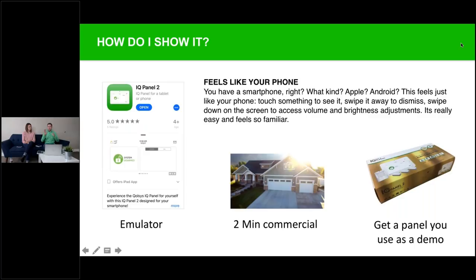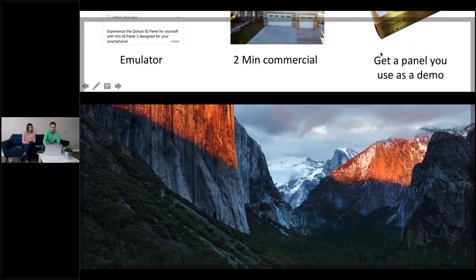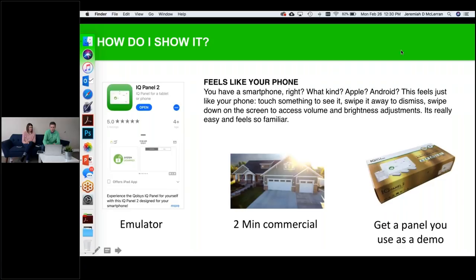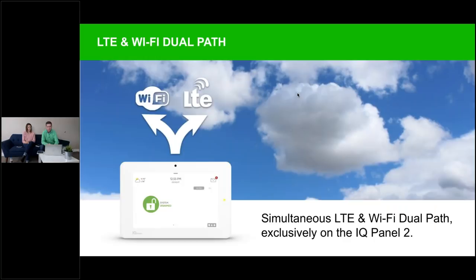That's number one. Number two is LTE and Wi-Fi dual path. Okay, so let's talk about LTE and Wi-Fi dual path. LTE and Wi-Fi dual path is the concept of having your LTE and Wi-Fi working simultaneously to the cloud. Now, we say this is exclusive on the IQ Panel 2 because of the way we implement it. We're using LTE and Wi-Fi simultaneously.